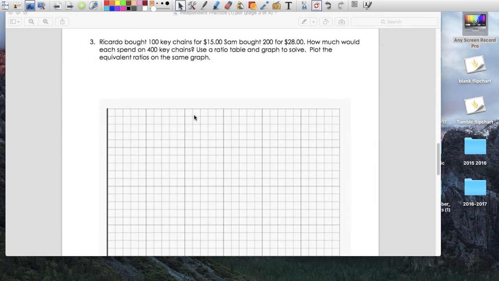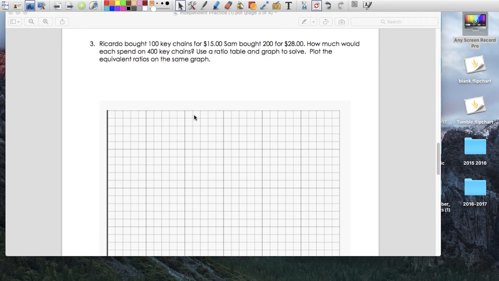Number 3. Pretty sure you have a bunch of questions on number 3. That's okay. In 3, you're going to graph 2 lines on the same graph. Okay, it's a little bit different, but not that complicated. Let me just charge up here.